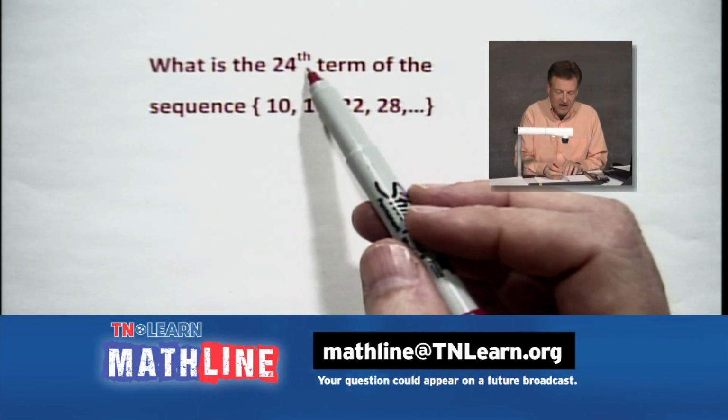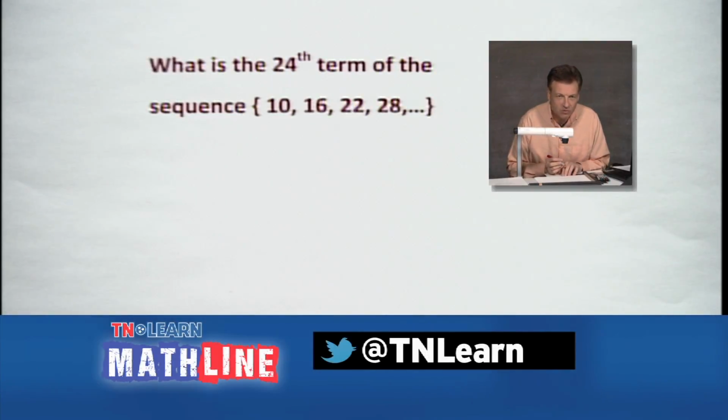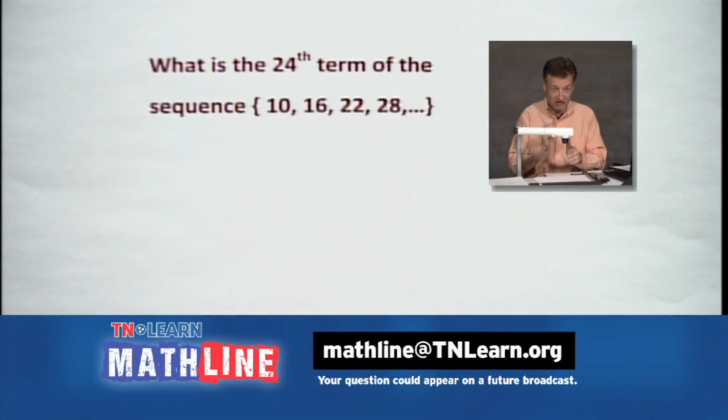We could go all the way till we find, ooh, 24 terms. That's a long way to go, my friends. Long way to go. Some of you are already out there counting by 6s. I think I can get there. I think I can get there. Well, let's see how we're going to do it.